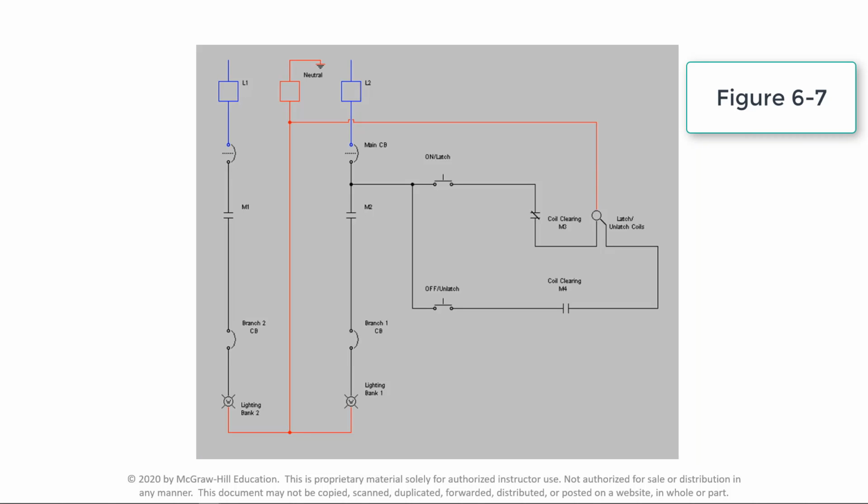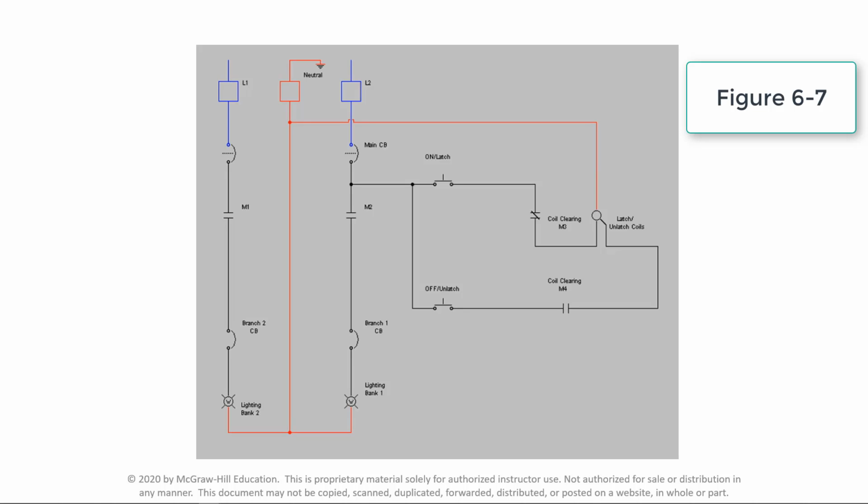This video demonstrates the operation of a mechanically held lighting contactor. Lighting circuits are single phase and generally rated at 120 or 277 volts. When the on button is momentarily depressed, the latch coil is energized through the normally closed clearing contact. As a result, the contactor closes and latches mechanically to close the main contacts M, lighting both banks of lamps with both circuit breakers closed.